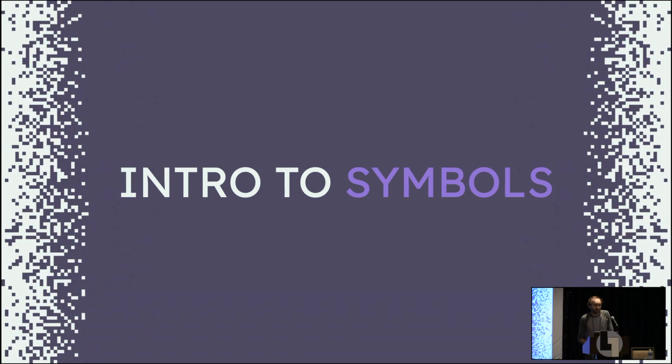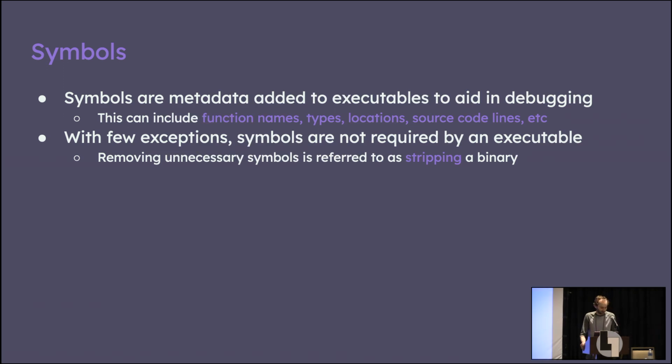So with that in mind, let's talk a little bit about symbols. I'm sure you already probably know a fair amount about this. Again, we're just level setting things, but symbols are basically metadata that's added to an executable to aid in debugging. So this could be function names, it could be function types, where those functions are located. It could be a map of source code lines to assembly lines, something like that. And with a couple of exceptions, for the most part, symbols are not actually required by an executable. They're there for the human operator who's reading a crash dump or using a debugger or something like that. And so the process of removing unnecessary symbols is referred to as stripping a binary.